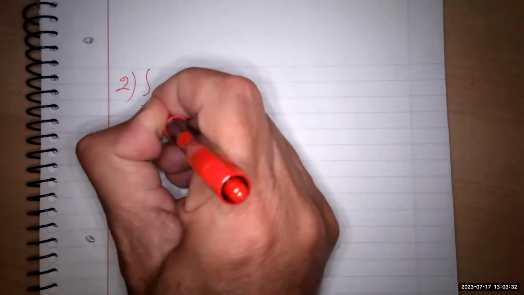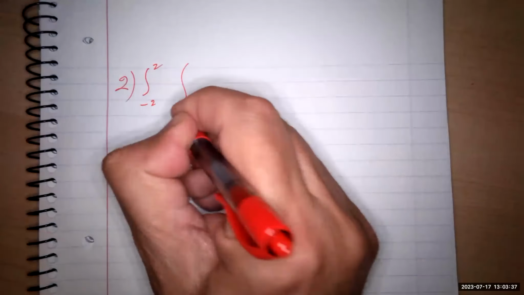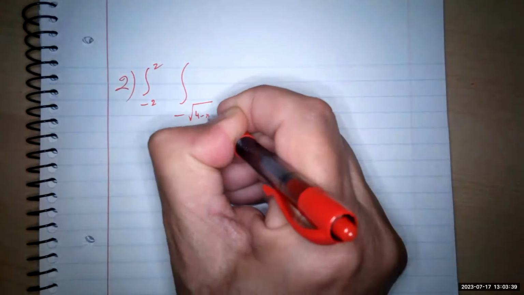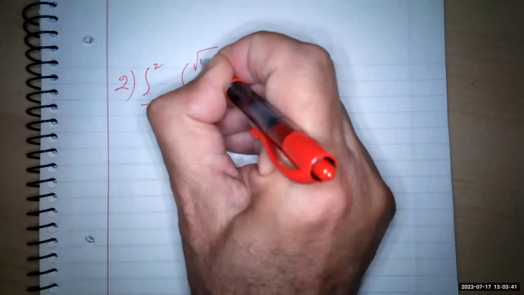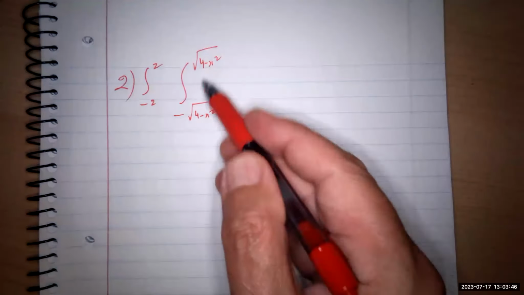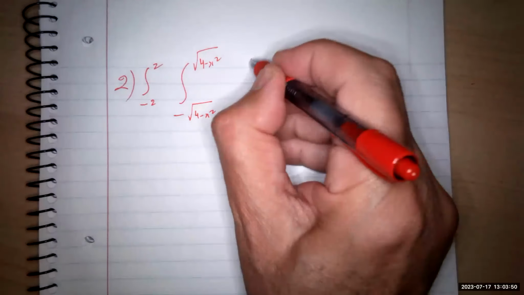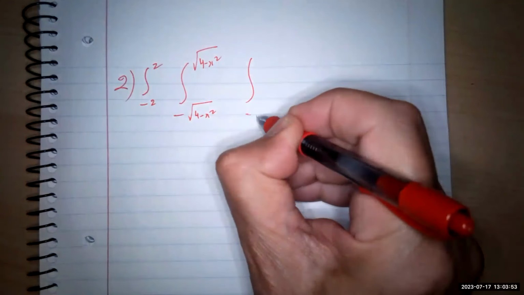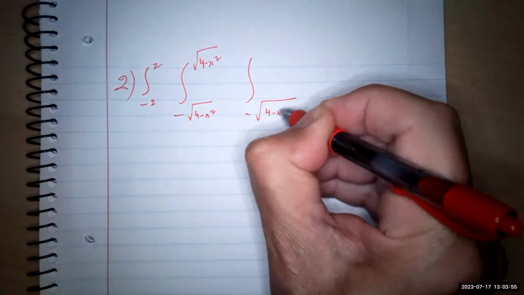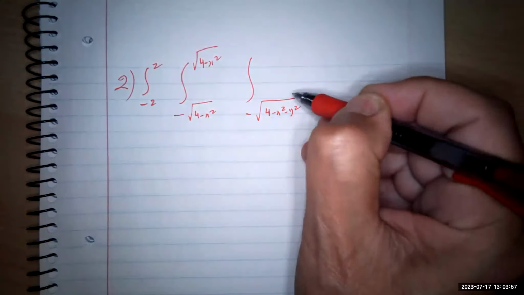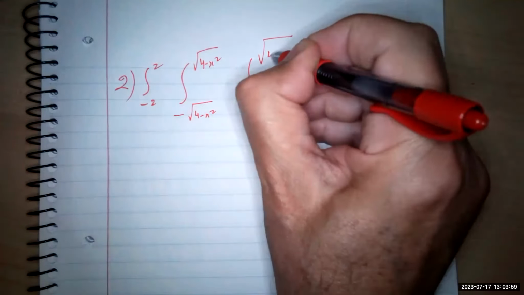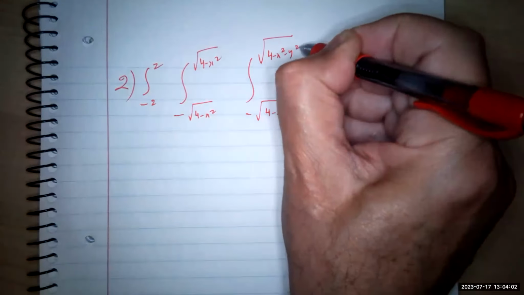So what is this integral? Look at this one. -2 to 2, that's the first one. Then minus the square root of 4 minus x squared to the square root of 4 minus x squared. So far that's easy because this is going to be a circle. Okay, then this part, minus the square root of 4 minus x squared minus y squared, and this is going to be the square root of 4 minus x squared minus y squared.